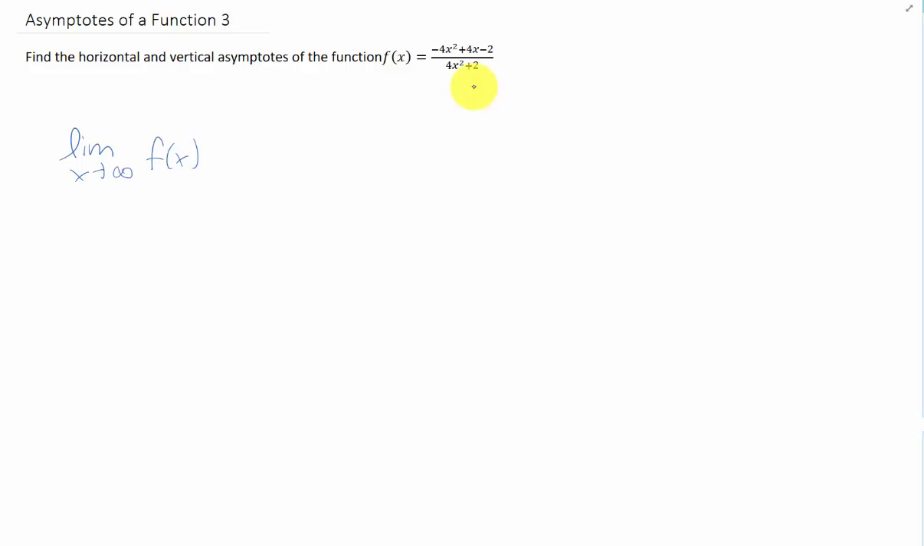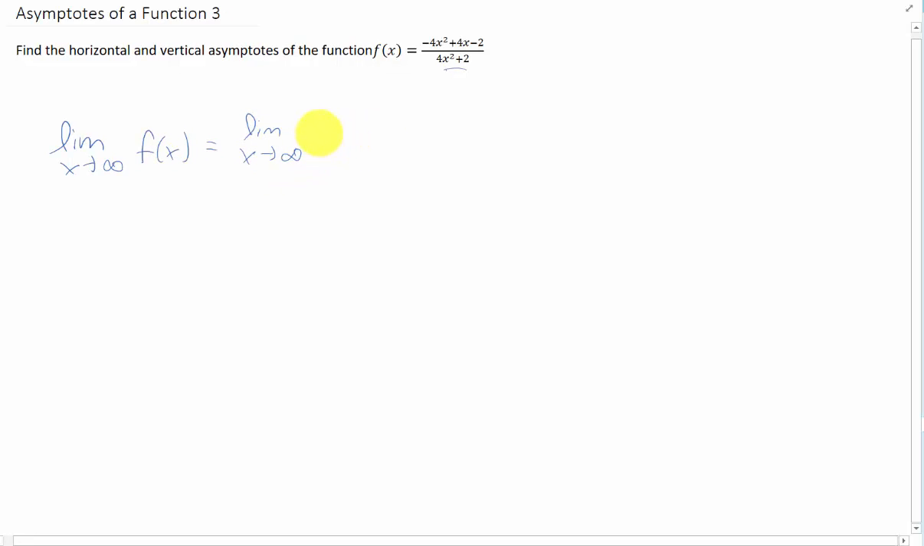Let's find the horizontal asymptotes for this rational function. Again, to find horizontal asymptotes, we take a limit of our function as x approaches infinity and negative infinity. And if we have a polynomial numerator and a polynomial denominator, a very common way to do this is just to divide both the numerator and the denominator by x to the highest power in the problem.